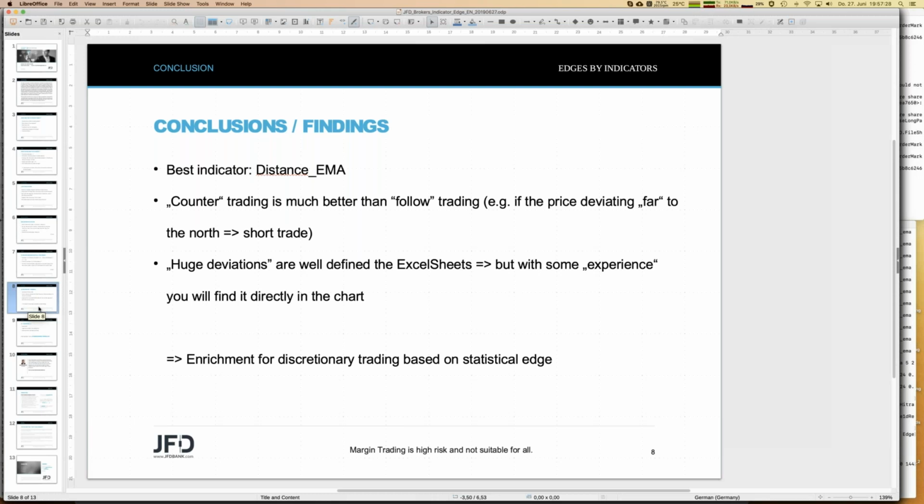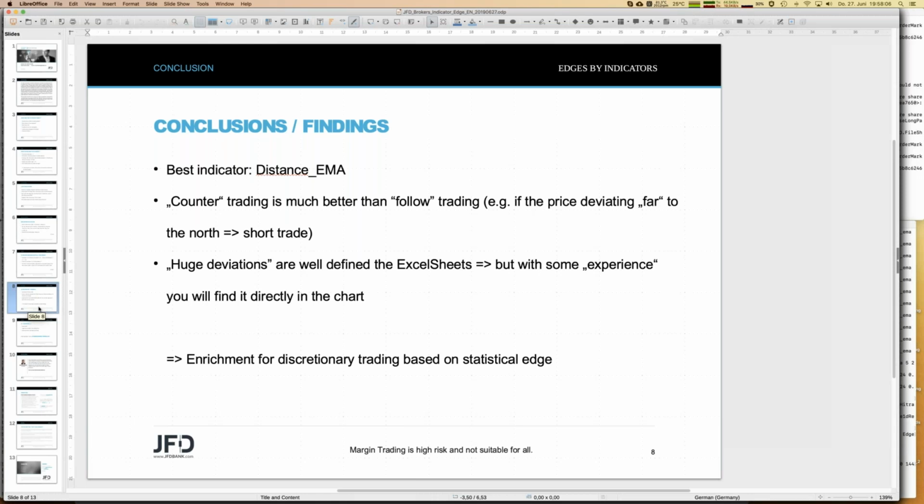What I want to achieve here was to find an enrichment for discretionary trading. It's not that I say, okay, we have a new algorithm going for indicator distance EMA period 8. Whenever we are in group 7, we open a short trade with 0.01 lot, stop loss here, take profit there. No, that was not the idea. It was one step previous. And that you can use even if you do discretionary trading.